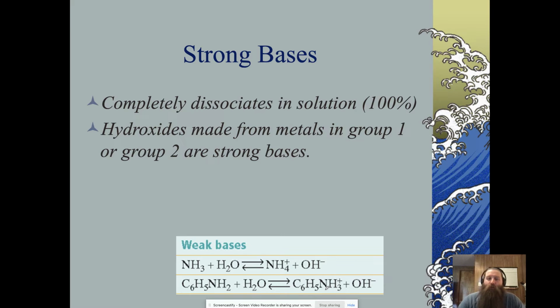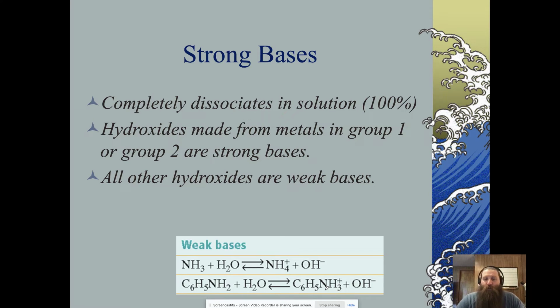Hydroxides made from the metals in group 1 or 2 are strong bases. So if the metal is an alkali metal or an alkaline earth metal, you have a strong base. Otherwise, it's a weak base, right? So any of the bases with, say, transition metals, we're going to classify them as weak bases. With the lanthanides or the actinides, weak bases. The only strong bases are going to come from group 1 or group 2.